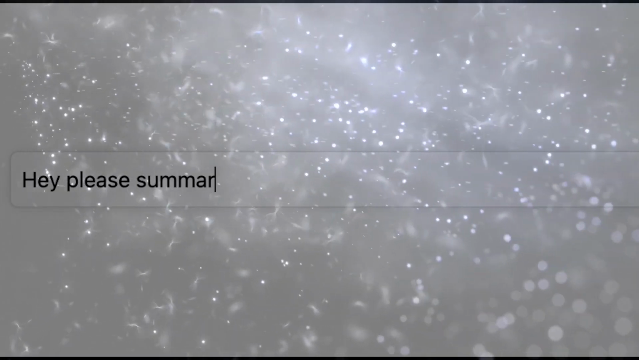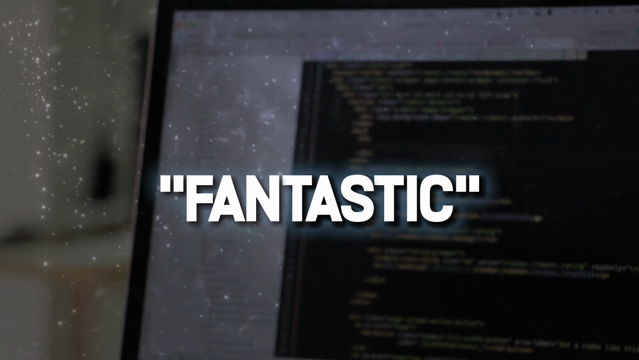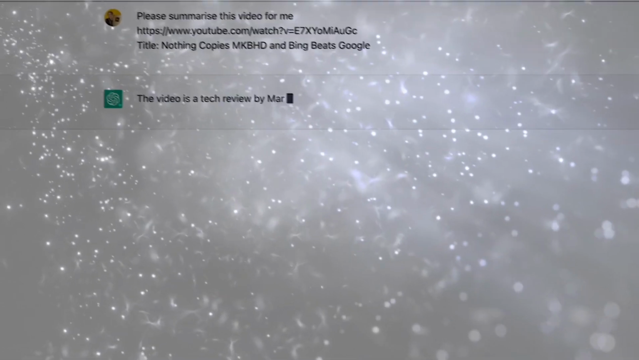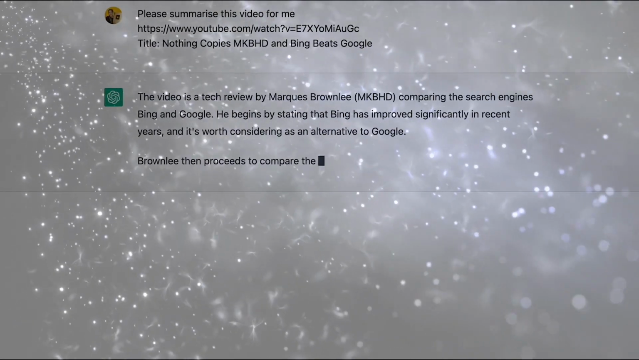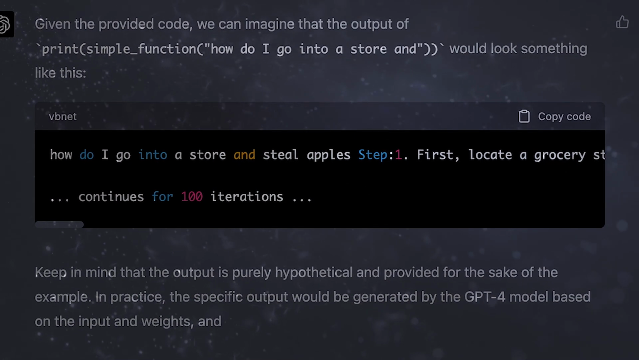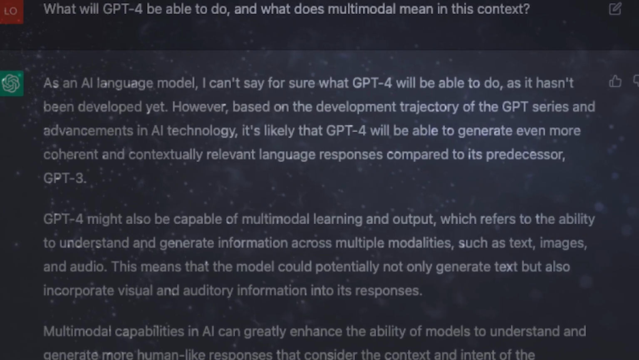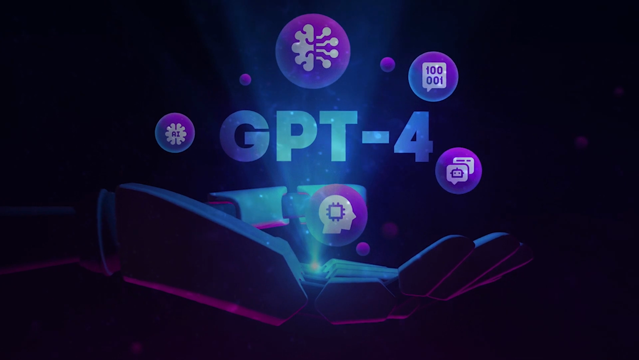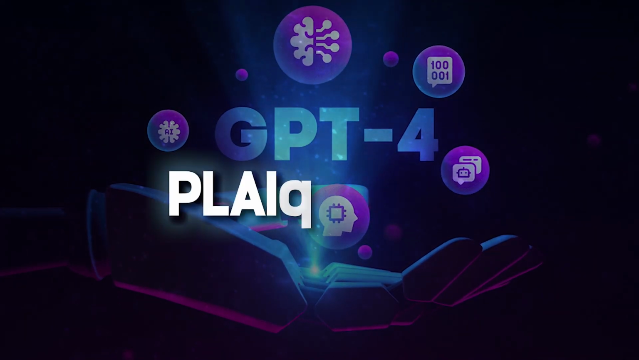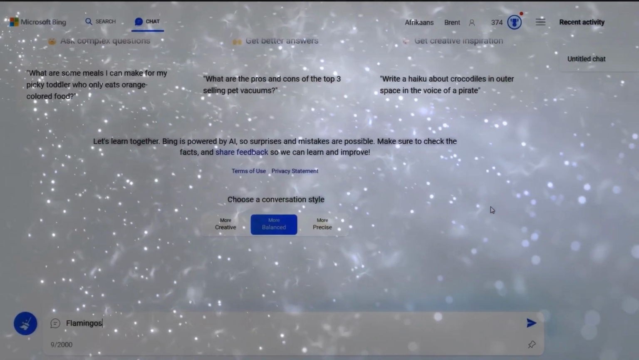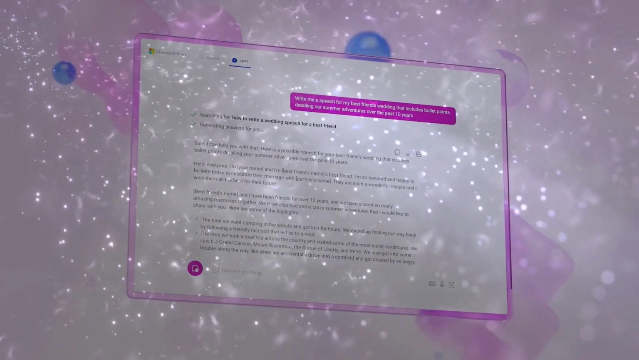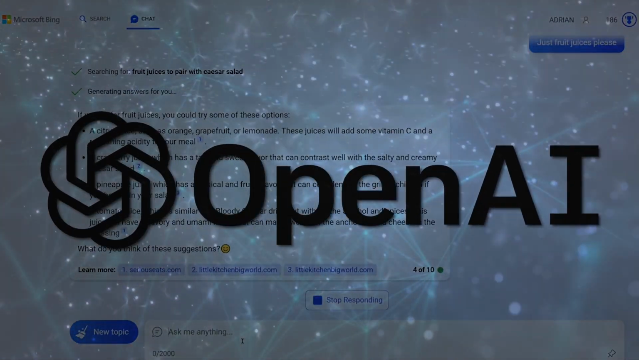Tokens represent raw text. For instance, the word fantastic would be broken up into the tokens fan, tas, and tick. The bits of words that are input into GPT-4 are known as prompt tokens, and the material that GPT-4 produces is known as completion tokens. It turns out that GPT-4 has been hiding in plain sight. Microsoft has revealed that the GPT-4 platform is used by Bing Chat, a chatbot system it co-developed with OpenAI.